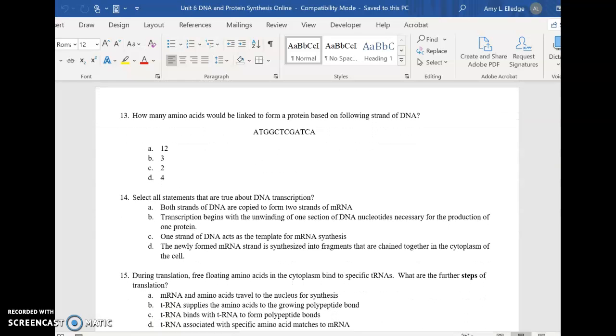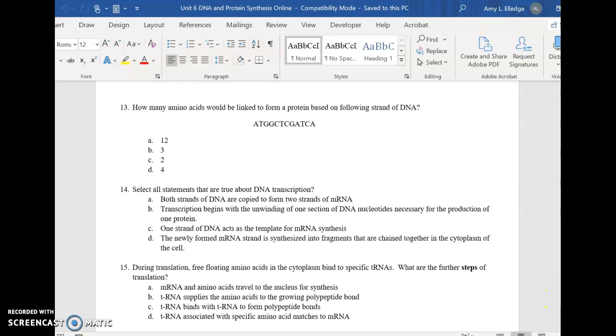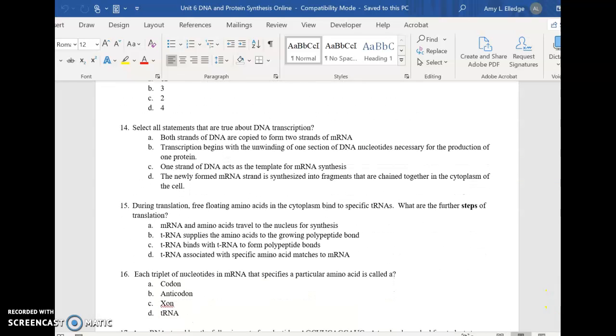How many amino acids would be linked to form a protein based on this? So how many letters, basically, do you need to use in your chart? Hopefully you know 3. So sets of 3. 1, 2, 3, 4. Okay? Should be 4 amino acids. That's why I always made you space on those worksheets we did, to keep them separate. This makes it easier to see.